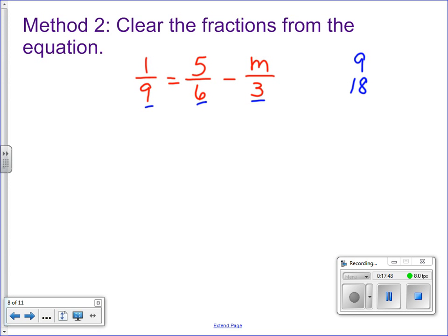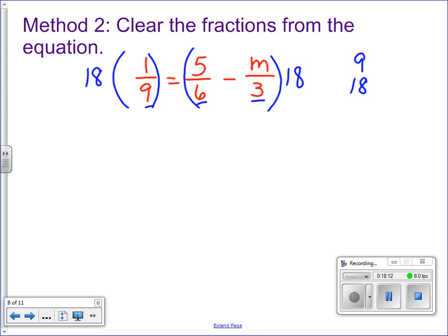9 times 2 is 18. Well, 3 goes into 18 evenly. 6 goes into 18 evenly, and 9 goes into 18 evenly. So I'm going to multiply both sides of my equation by 18. This will clear my fractions.